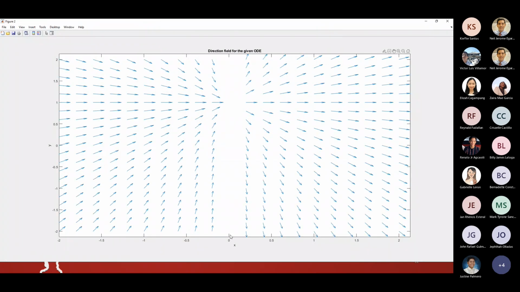Tapos makikita nyo, kahit si (0, 0) ay kasama dapat doon sa ating gagawing direction field. Hindi nagawa ni MATLAB ng direction field dito, kasi nga magkakaproblema tayo dyan sa (0, 0). Kasi alam natin na either there are infinitely many solutions at x equals 0, or for initial conditions there would be no solution at all passing through points of the form x equals 0. All right? Kaya medyo may problema dyan.